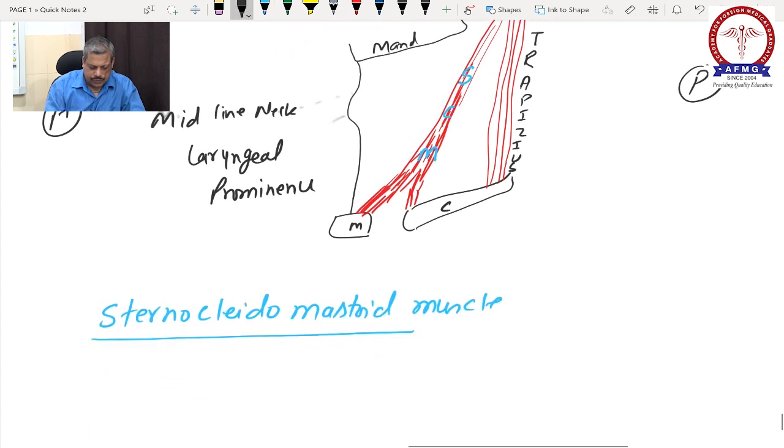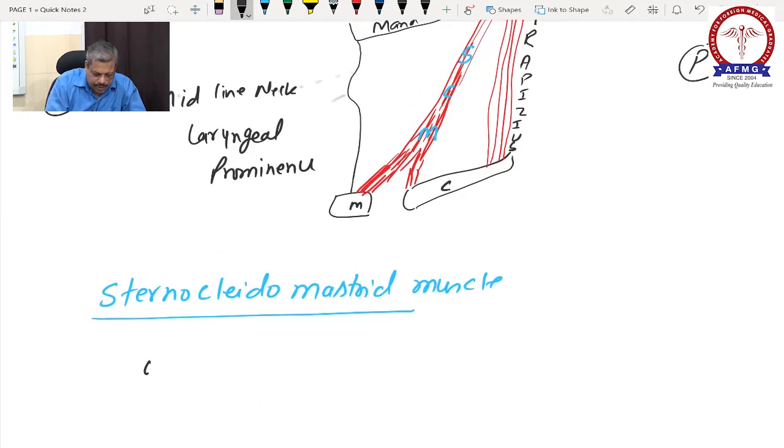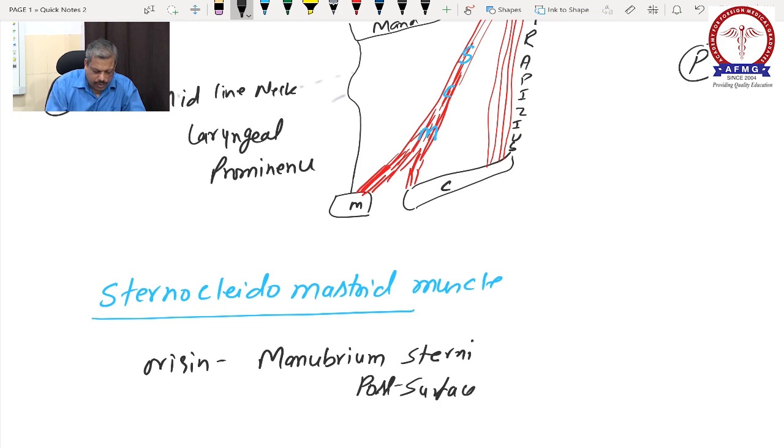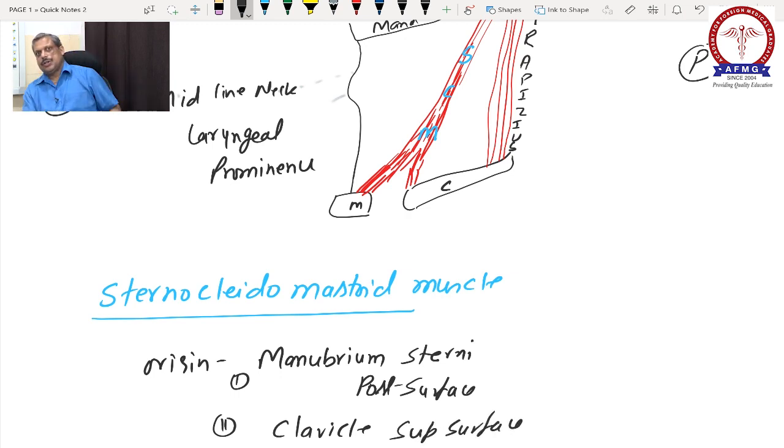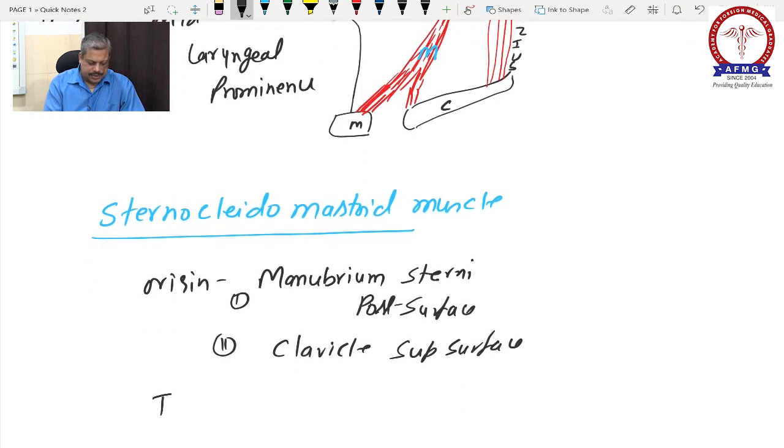What is the origin of this muscle? Sternocleidomastoid. It takes origin from the manubrium sterni, posterior surface. And second, it takes origin from the clavicle, superior surface. So this is the origin. Sternocleido: sternum, cleido means clavicle. And this muscle is inserted at the mastoid process, which is the part of temporal bone.